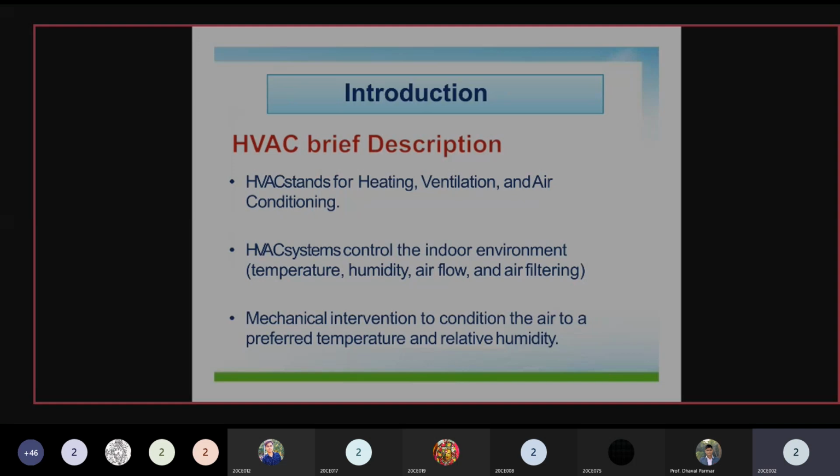As we have seen before, HVAC stands for heating, ventilation, and air conditioning. HVAC system controls the indoor environment such as temperature, humidity, airflow, and air filtering. Mechanical intervention to condition the air to a preferred temperature and relative humidity. In a simple way, HVAC is a system used for moving air between indoors and outdoor areas, along with heating and cooling effect in a building.